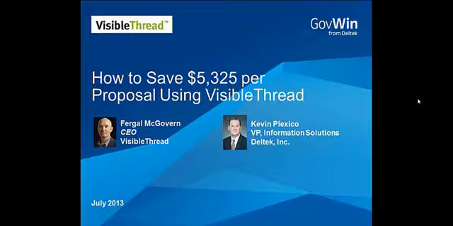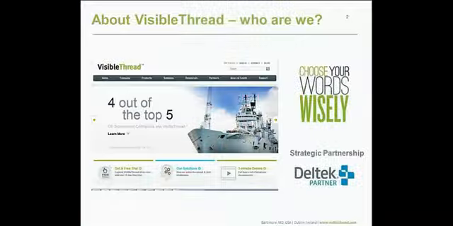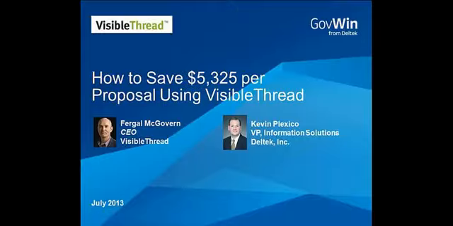So VisibleThread has a lot of extensive capabilities that I think are much more beneficial beyond just the compliance matrix. And what I'd like to do is go ahead and turn it over to Fergal to share with you a little bit about VisibleThread and how you can save $5,325 proposing with VisibleThread. So Fergal, why don't I go ahead and turn it over to you?